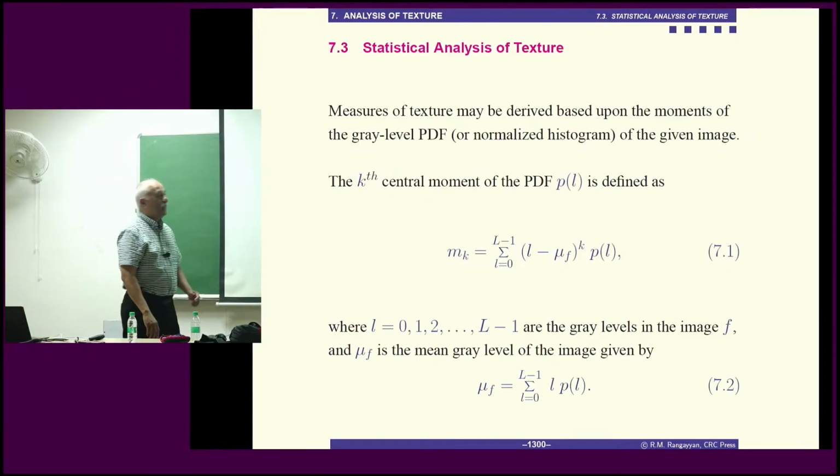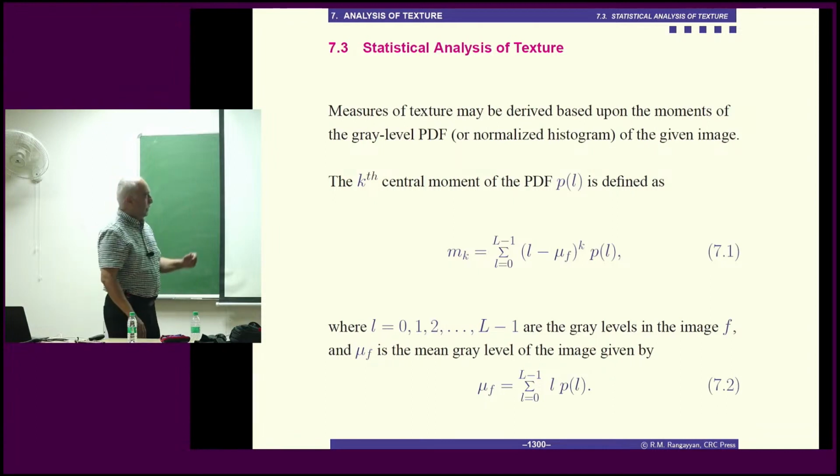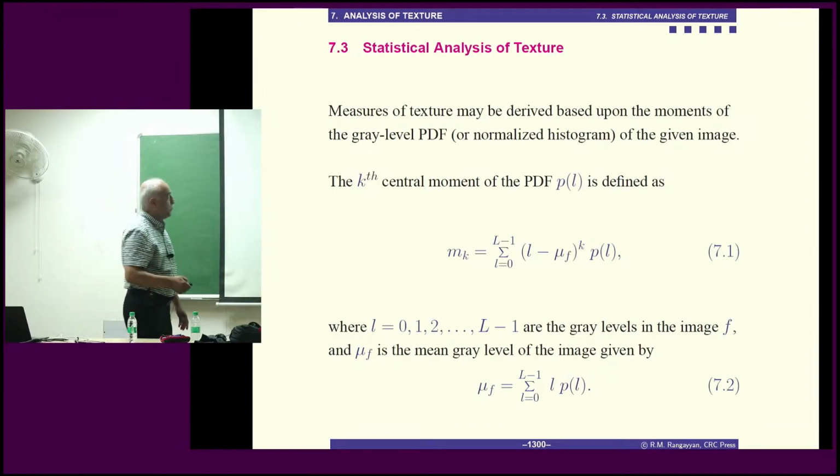Haralick measures are based on statistical analysis. But before we go to that, let's look at some basic measures of texture in terms of statistical measures. We could start with the simple moments we have already seen.